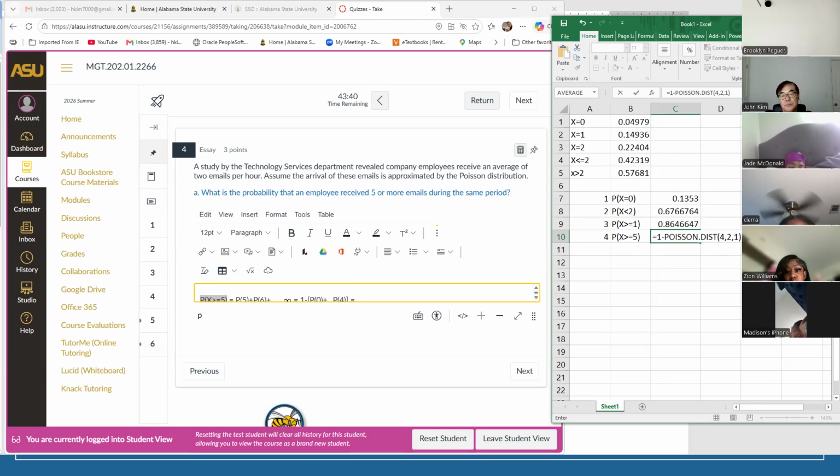Good. You don't need to memorize; understand why use 4, why use 2, why use 1, why it is subtracted from 1. So enter. So it is 0.0252653.